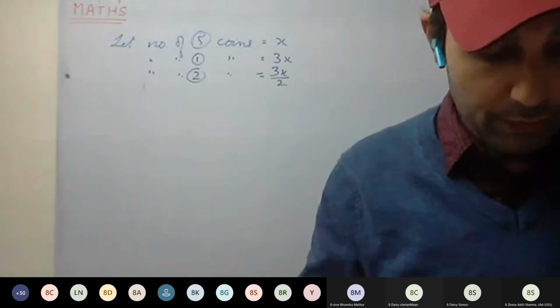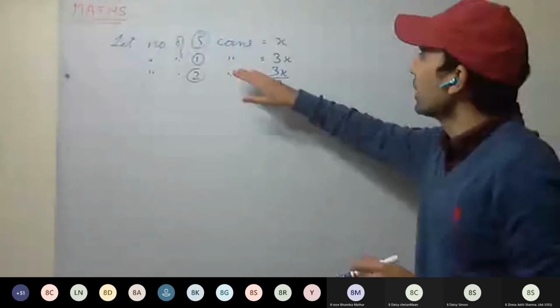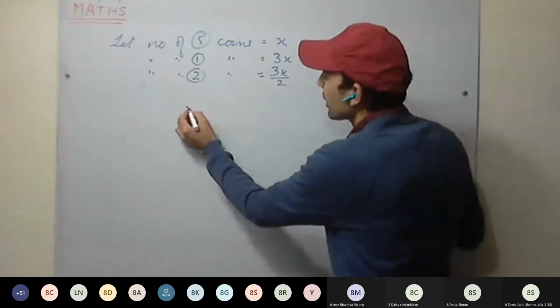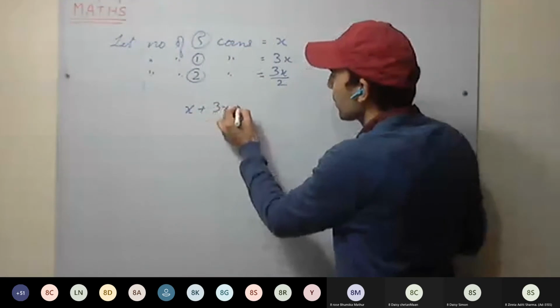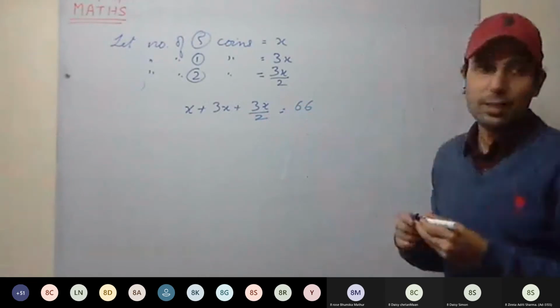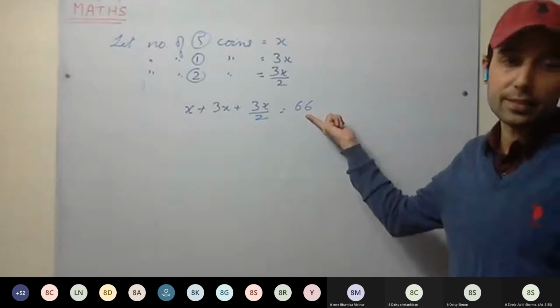Now see, the total number of coins is 66. That means if we add all these three numbers, it will be equal to how much? x plus 3x plus 3x upon 2 equals 66, the total number of coins.